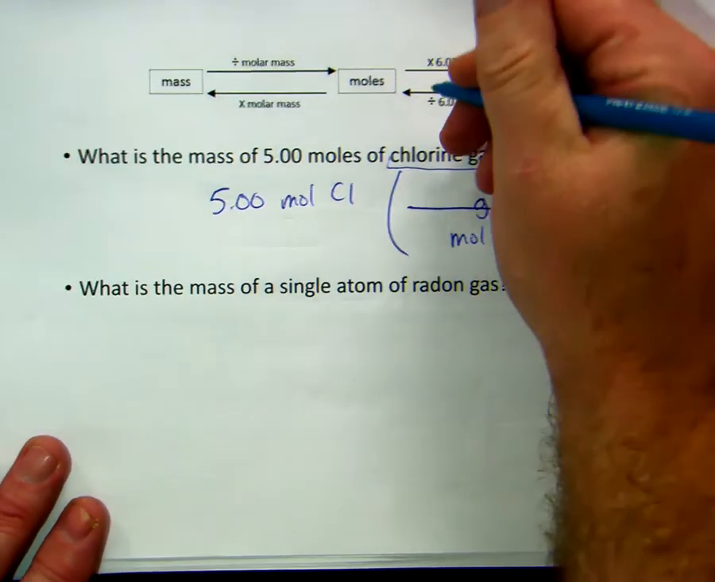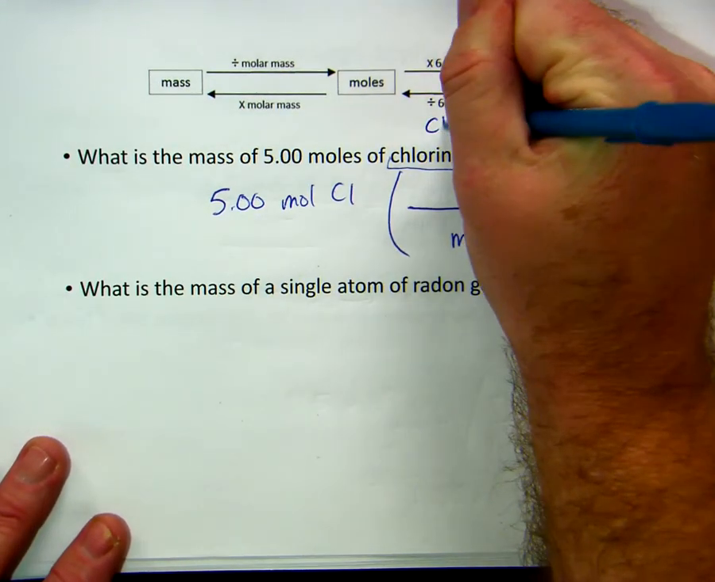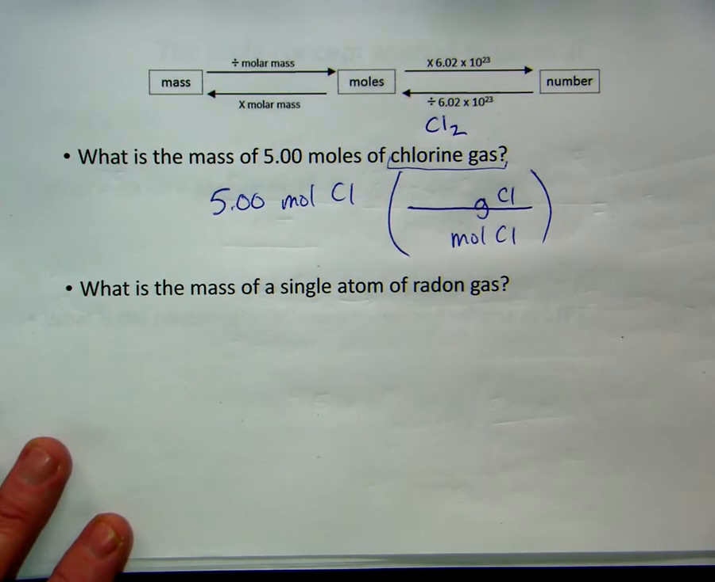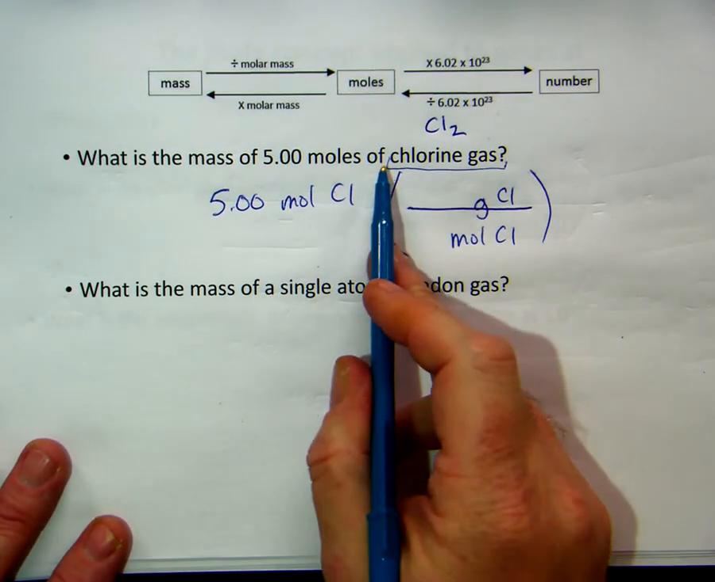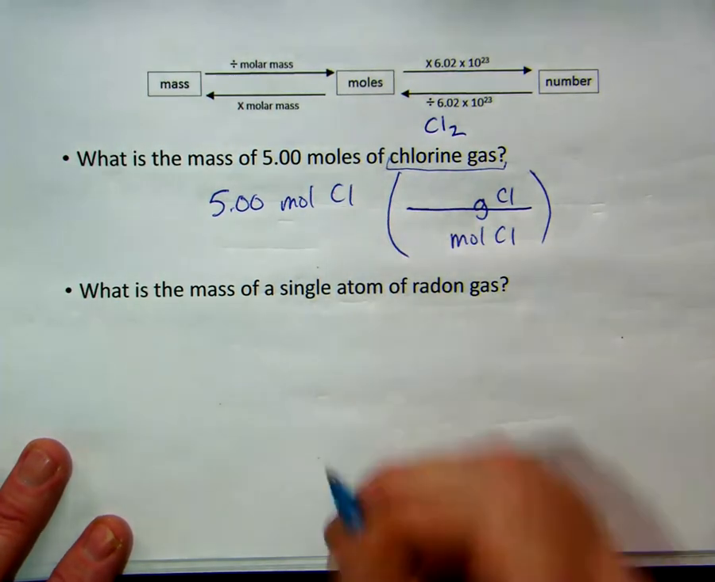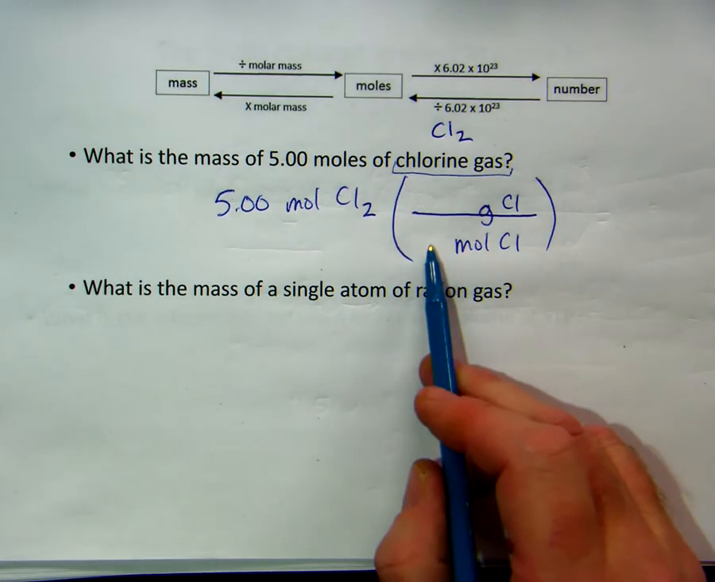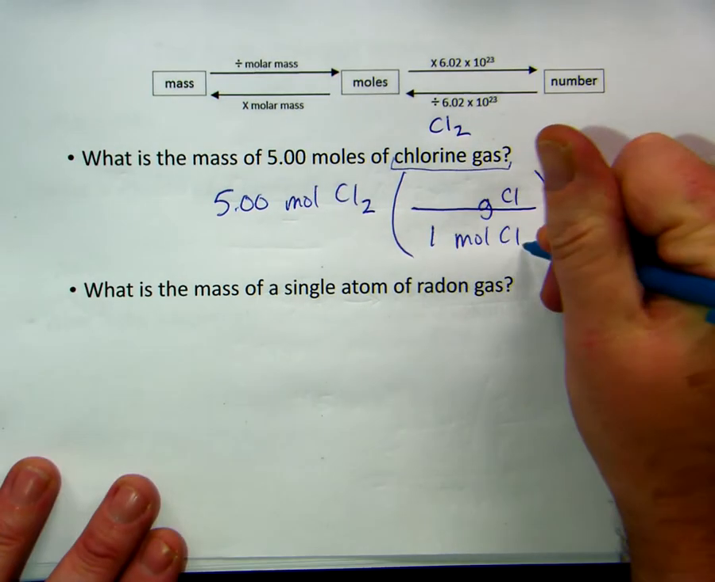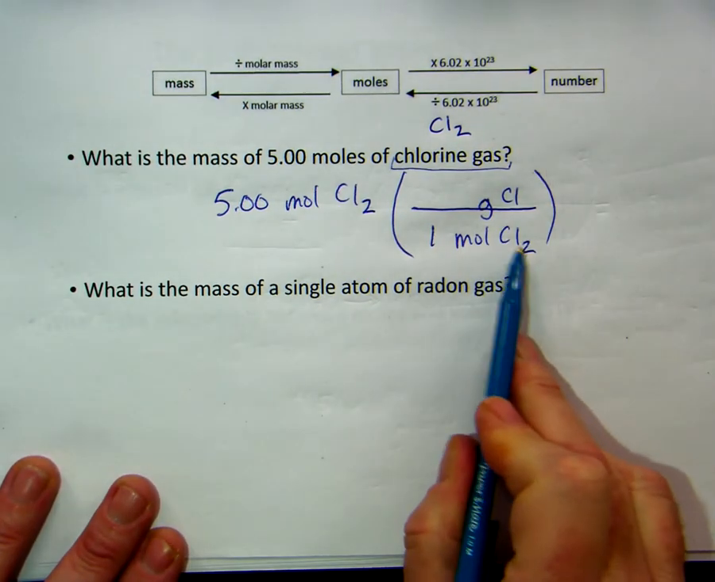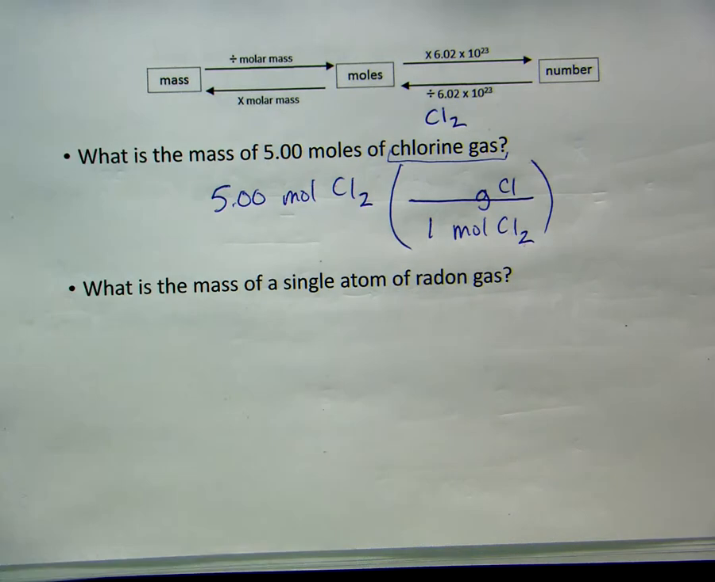It's a diatomic molecule. So if we have chlorine gas, it is Cl2. So when we say 5 moles of chlorine gas, we're not talking about atoms of chlorine, we're talking about molecules of the diatomic gas. Now, why is that important? Because the grams for 1 mole of Cl2 will be twice what chlorine would have been.